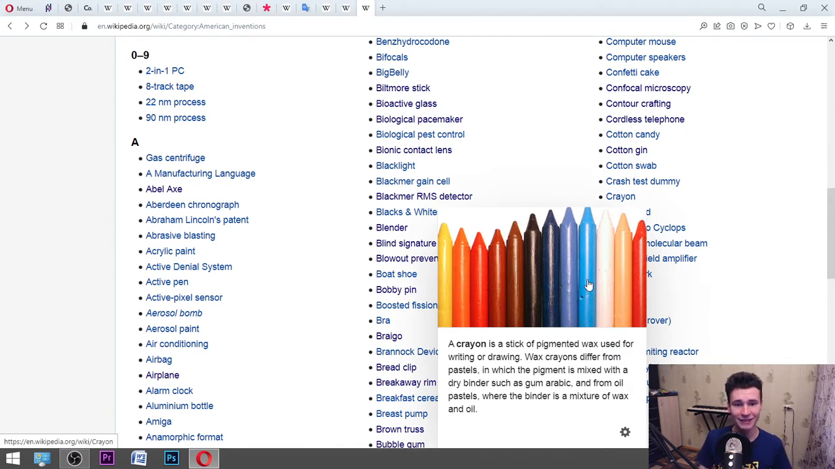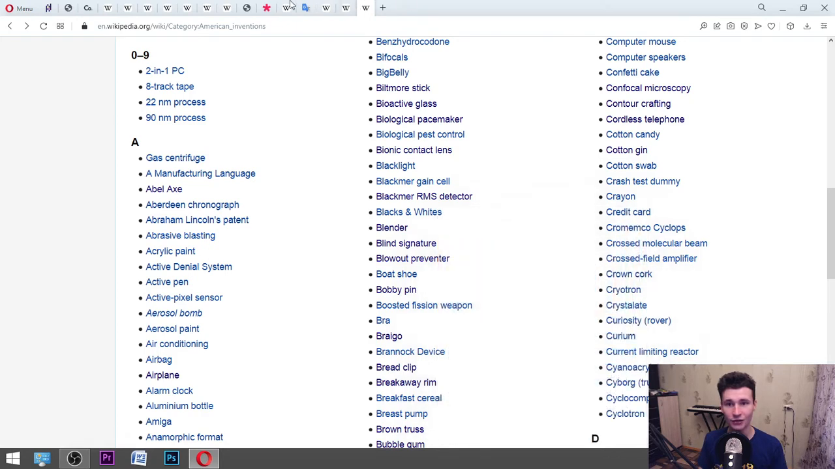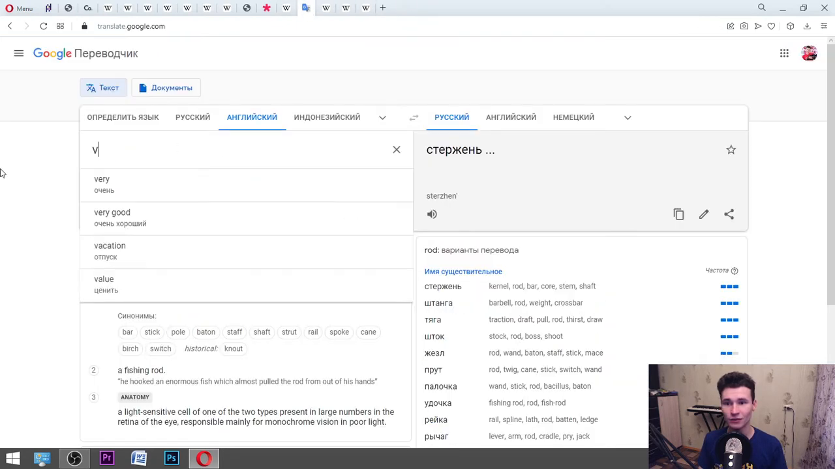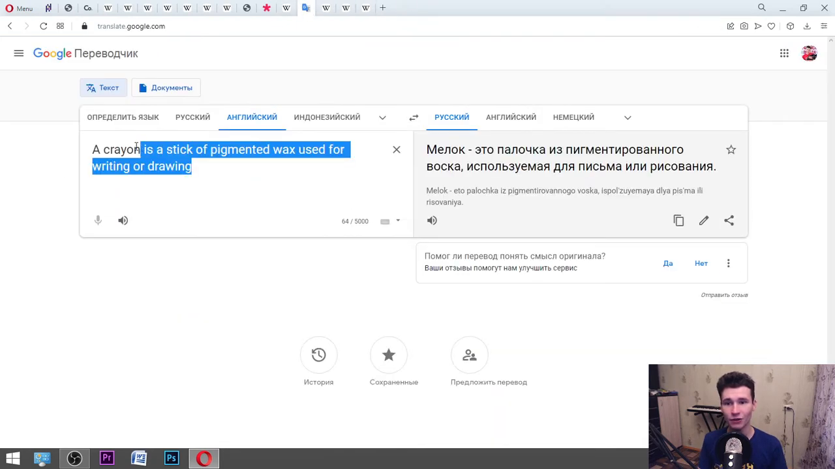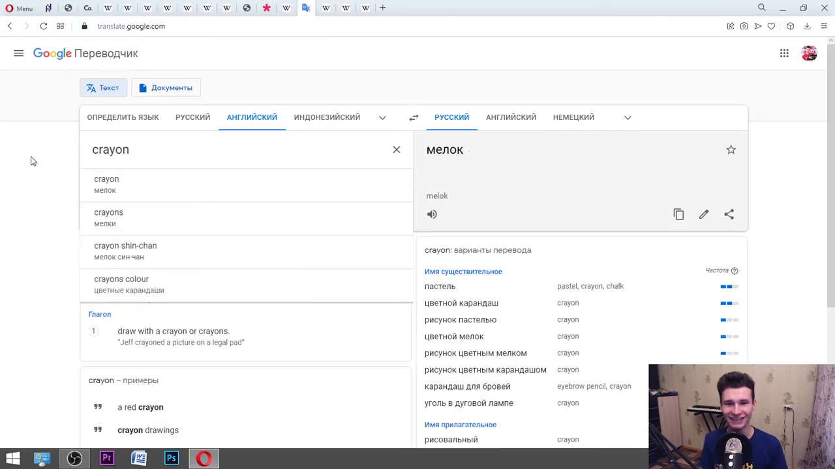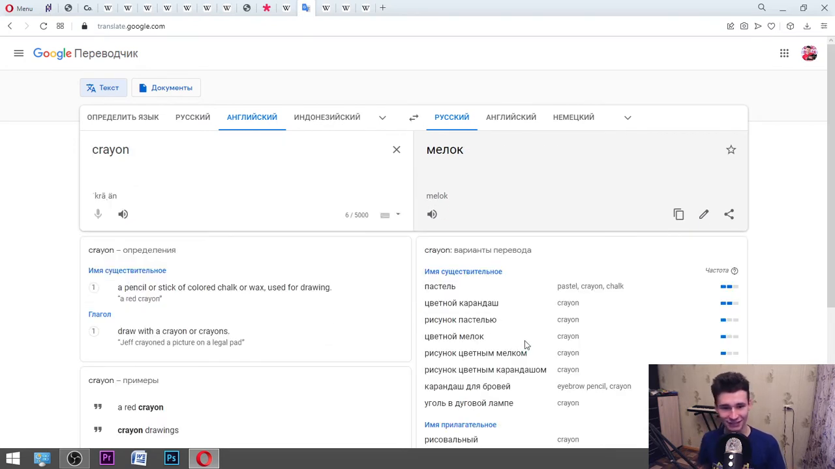Crayon is a stick of pigmented wax. Oh, it is pastel, I think so. Crayon is a stick of pigmented wax used for writing or drawing. One moment, I think that I know it. It is the Milok. Crayon, and actually it is цветной карандаш.